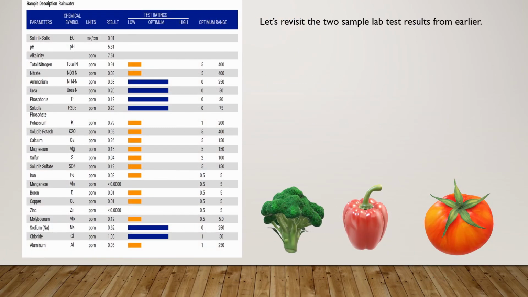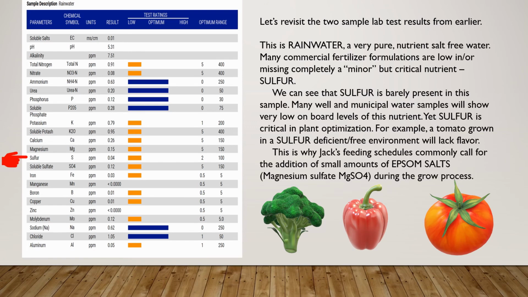As a last example or two, let's just revisit a couple of the water samples that we looked at before. This sample is rainwater. And I bring this up because rainwater, in addition to many of the well and municipal samples that we see, will show very low levels of a number of nutrients, one of those being sulfur, as you can see over here on the left.